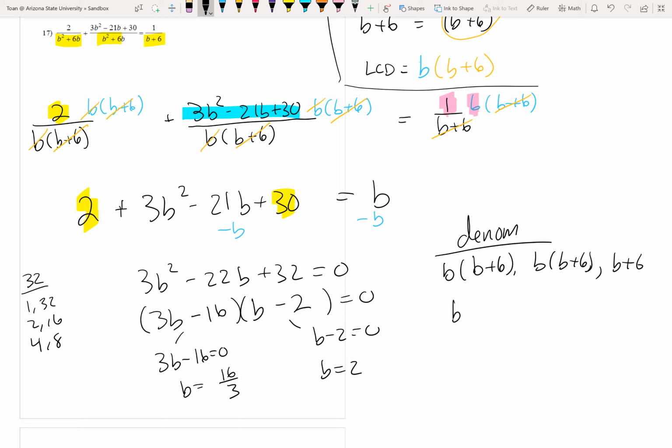Our two potential answers, you have to check against the denominators. We do not want them to equal 0. If any possible answer makes any part of the denominator equal to 0, we have to throw them away. I hope you guys can see that all of our answers are positive, all of our denominators are plusing, so it's impossible to equal 0, which means these two answers are good answers.